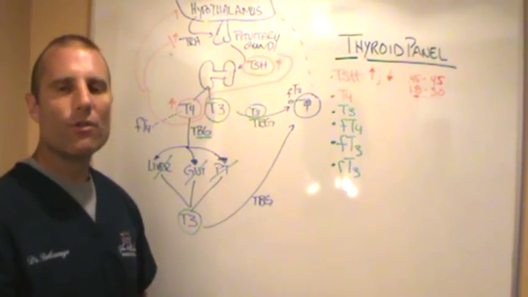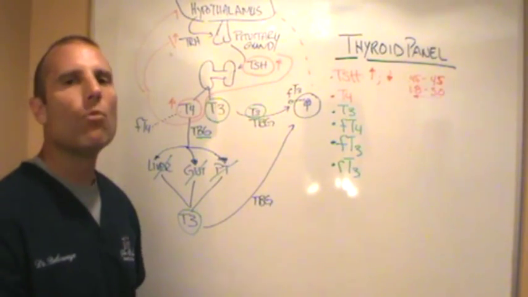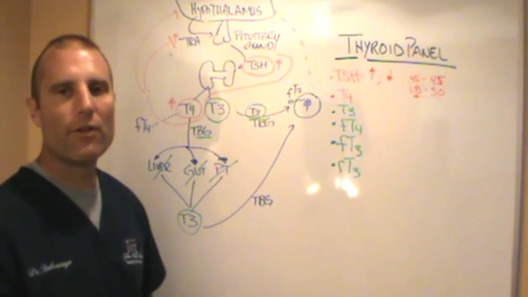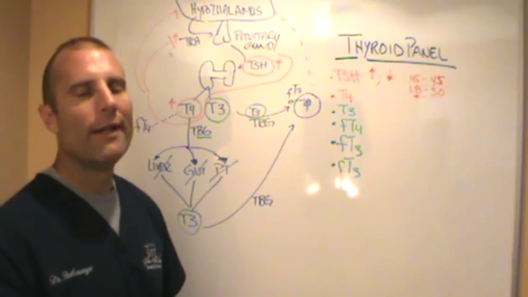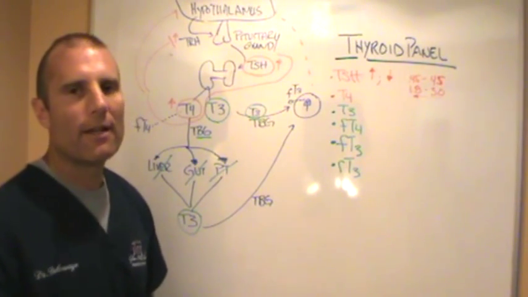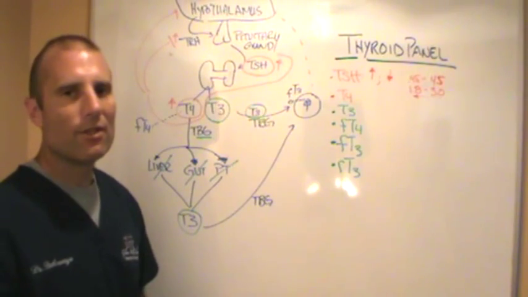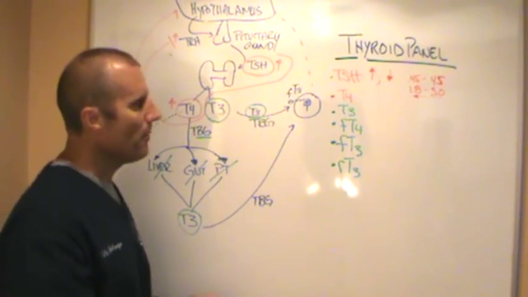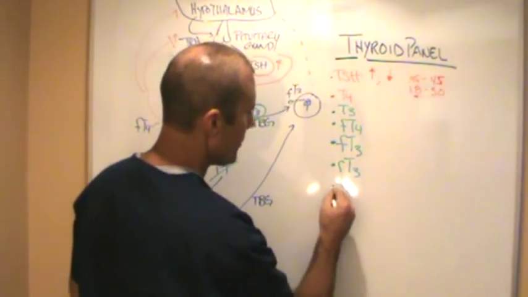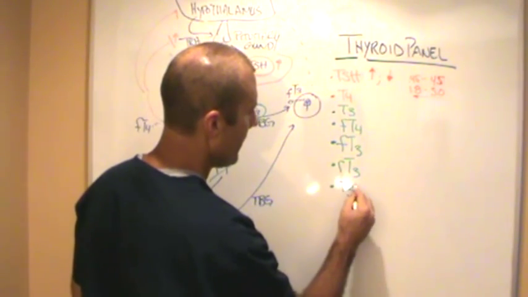If those ratios are less than that, I'm getting more conversion of my thyroid hormone to reverse T3, or useless T3, and that can cause me to be hypothyroid even though TSH and T4 are normal. So let's talk about something called T3 uptake.